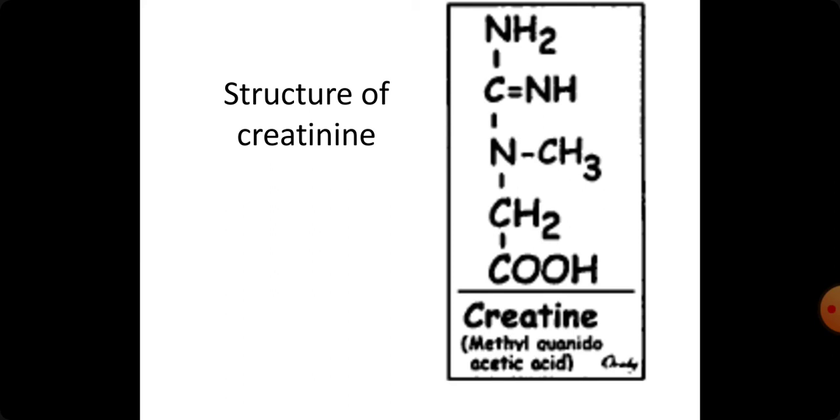It is made up of three amino acids that contribute to it. First one is glycine, then arginine. It forms guanidoacetic acid. That is then methylated. A methyl group is added to that, which will convert it into methyl guanidoacetic acid or creatine.